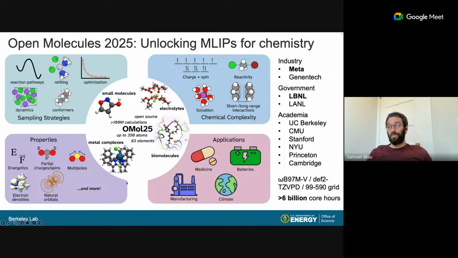It was much more expensive. This data set cost over 6 billion core hours, which is more than all the previous chemistry data sets put together. Just as a point of reference, the CPU partition of the Perlmutter supercomputer, a DOE supercomputer, puts out about 2.5 billion core hours per year. So this is like 3 DOE supercomputers working on one project exclusively for a year.